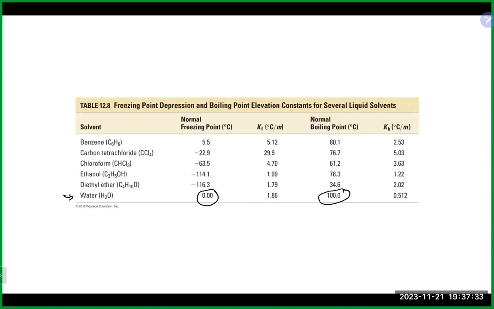It's also important to remember that if it is not water, two things will change. The actual Kf and Kb values will be different than what you find for water. And also the freezing point and boiling point temperatures are different for different substances. So you don't want to use 100 and 0 in these calculations if it's not water. You want to use the proper boiling point and freezing point for that substance, along with the proper constants.